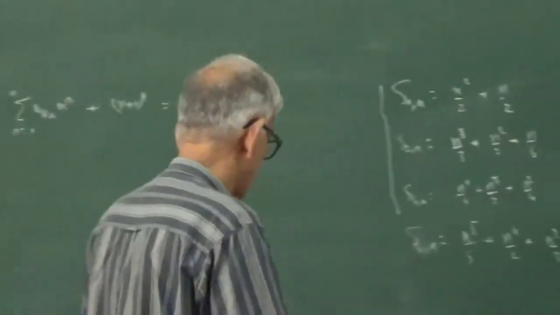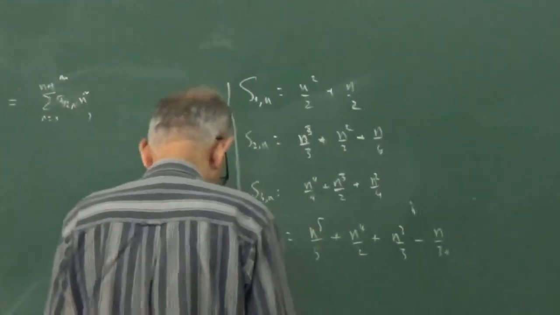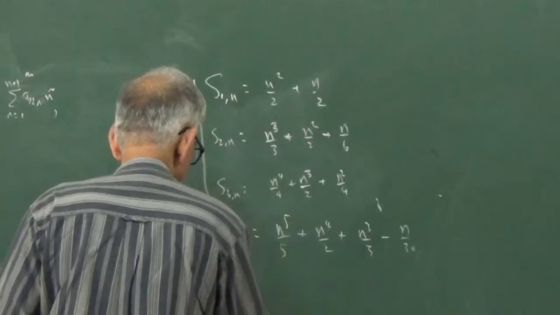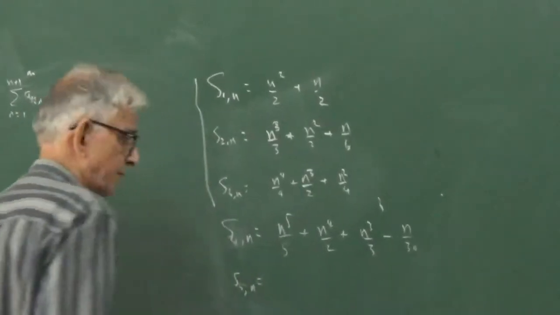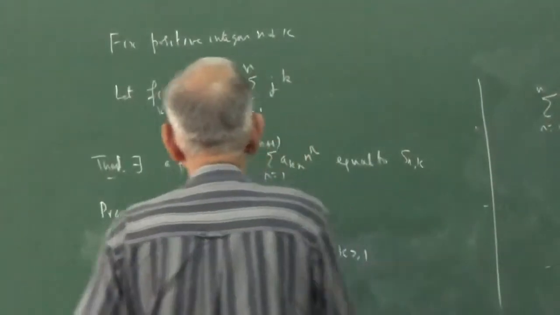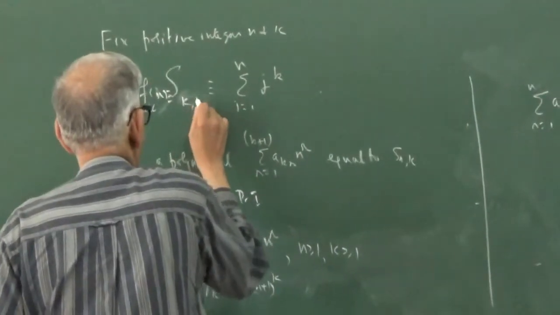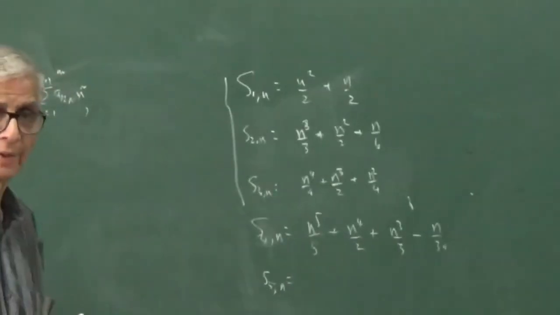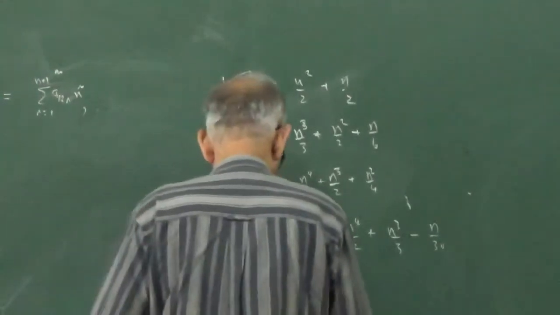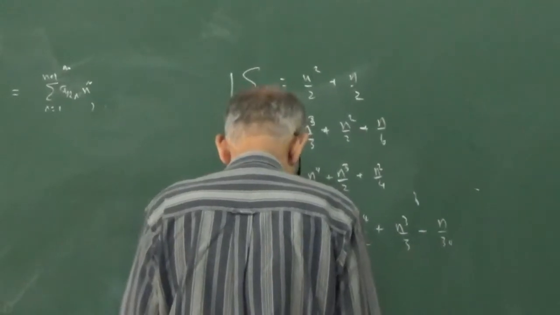That is S4n. And then S5n, that is, what is S5n? Remember, Skn is simply equal to the summation of j to the power k, j equal to 1 up to n. So S5n is equal to, well, I'll write down what the explicit expression is.